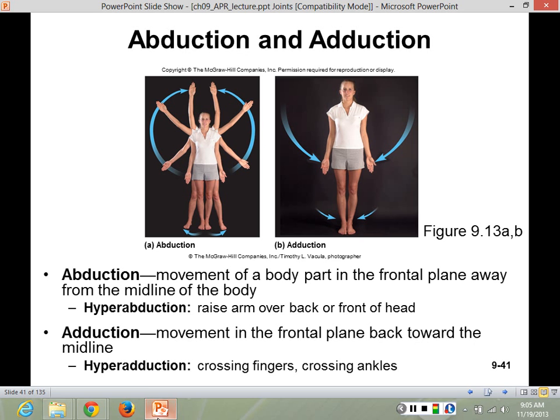Adductor muscles. Yeah, these muscles right here. What muscles are involved when you adduct your hip? You go from abduction to adduction. When you do adduction, when you do this. Adduction of the hip.